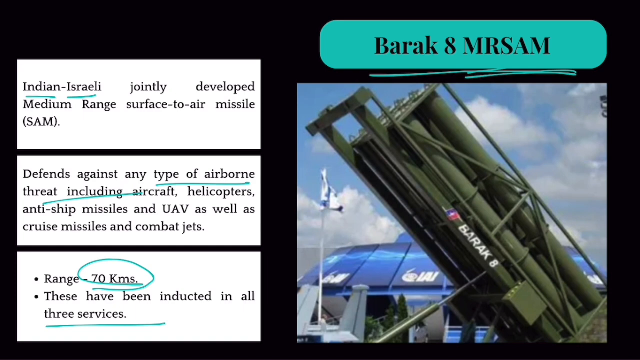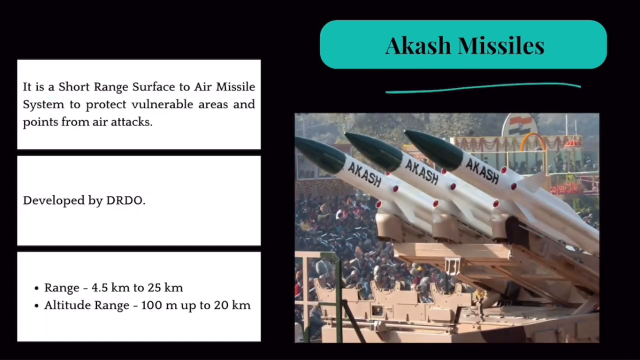Then one missile defense system is India's very own, and that is Akash. It is short range. Okay, so S-400 long range, Barak medium range. This is short range surface to air missile system to protect vulnerable areas and points from air attacks. Developed by DRDO. Range is from 4.5 to 25 kilometers, as it is short range.